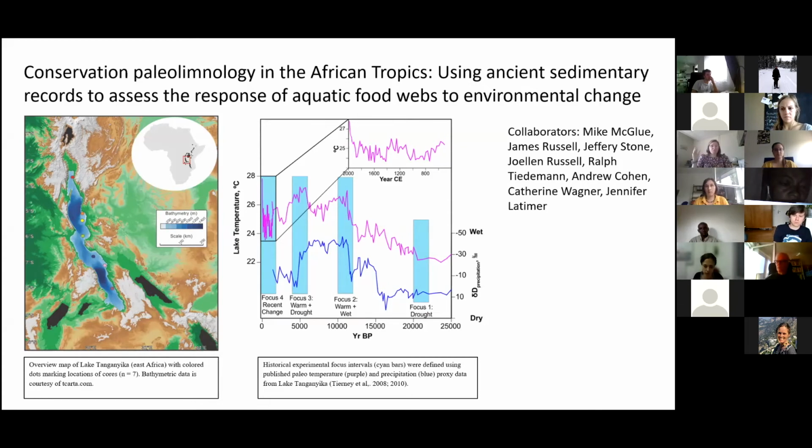And we want to focus a food web study on different periods with paleo-environmental conditions. So focus 1 is on drought, focus 2 is on a warm wet period, focus 3 is on a warm drought period, and then focus 4 is on this high period of rapid change. So that is some proposed work that we're working through right now.